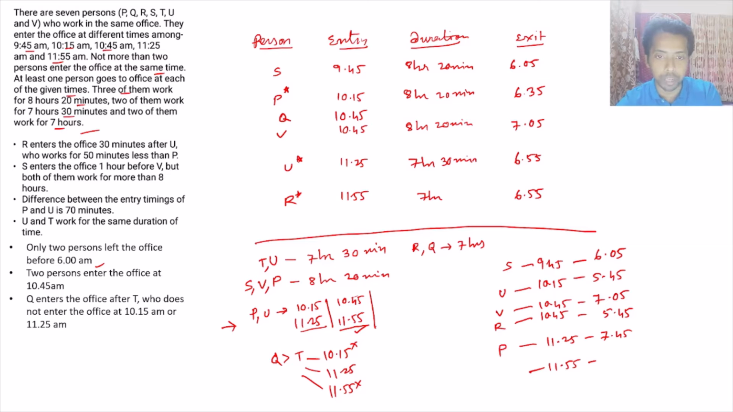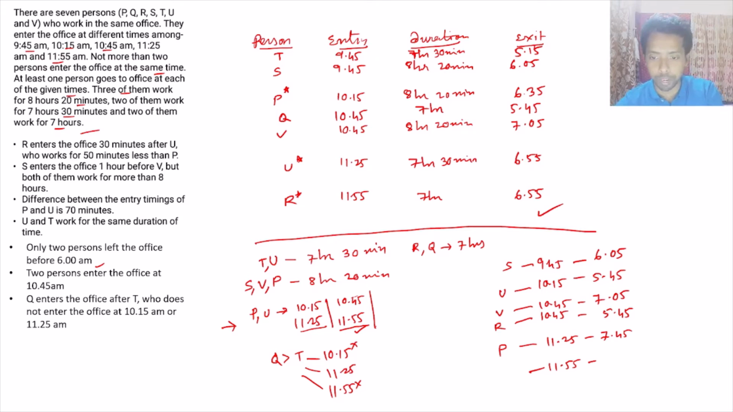Now the remaining two times before 10:45 are only 10:15 and 9:45. 10:15 is not for T, so T is only 9:45, and the duration is 7 hours 30 minutes, and it will be 5:15, right? And what is for Q? 10:45, what's the duration? That is 7 hours, and that is 5:45, right? So 1, 2, 3, 4, 5, 6, 7. So we are done with this set.